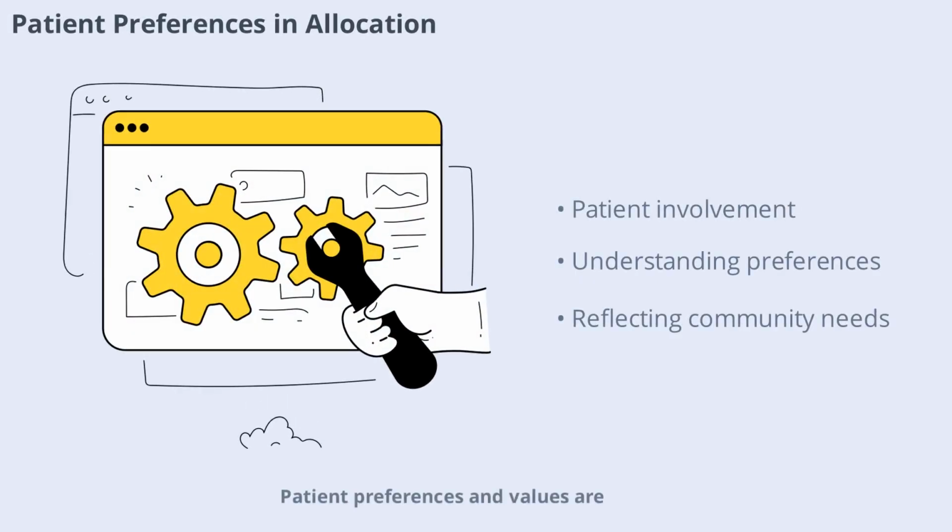Patient preferences and values are increasingly recognized in resource allocation decisions. Involving patients in decision-making can improve satisfaction and outcomes. Health economics uses tools like discrete choice experiments to understand what patients value most. Incorporating patient preferences helps ensure that resources are used in ways that reflect community needs.